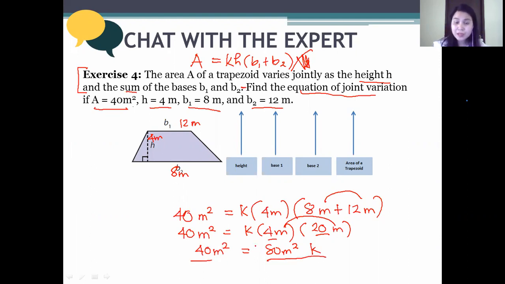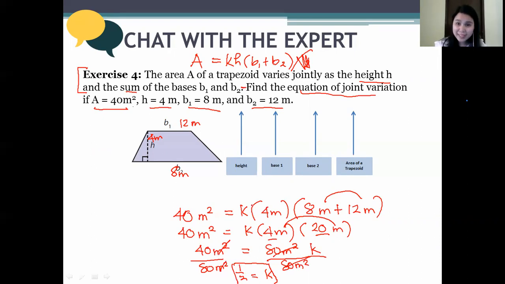Divide both by 80 meters squared. Cancel. You have K equals, cancel, 40 divided by 80. That is 1/2. So our K is 1/2.